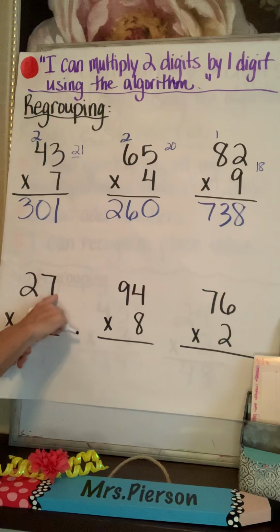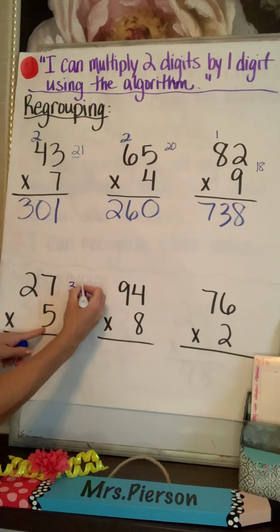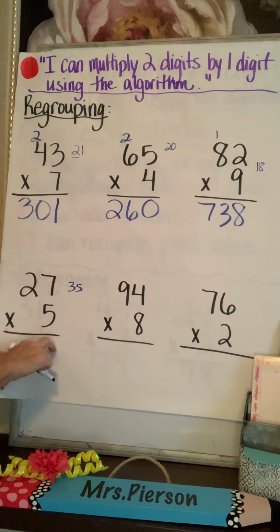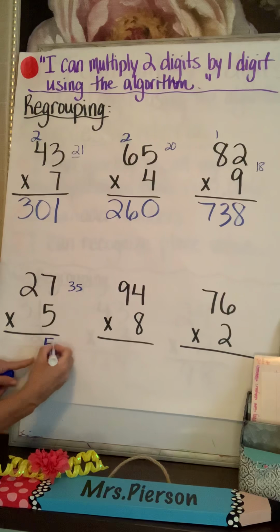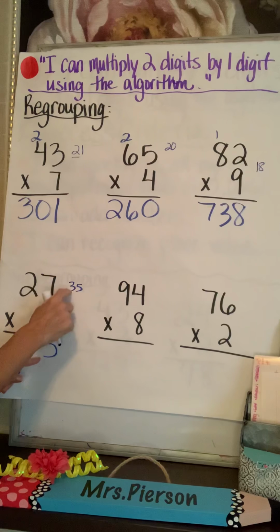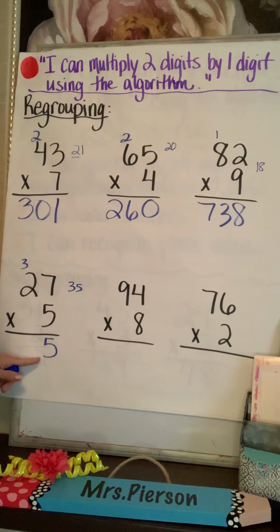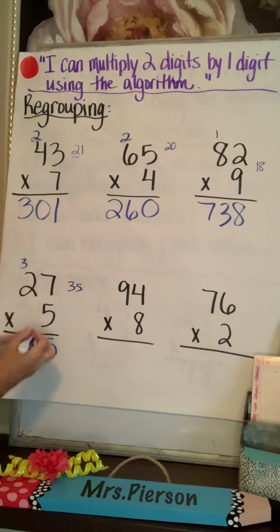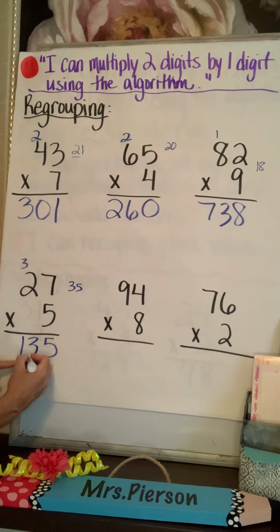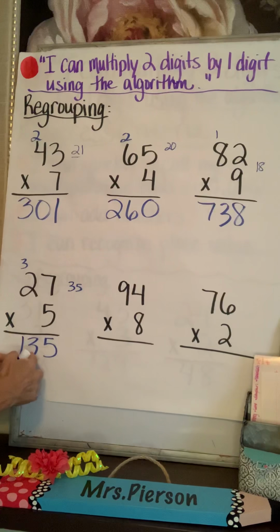5 times 7, that would be 35. Now I cannot put 2 digits down because that would just look silly. I'm gonna put the ones down, and I'm gonna carry that 30 over to the tens place. That's what it's worth. 5 times 2 is 10, plus 3 more is 13. Now the reason I'm putting 2 digits down is because I'm finished multiplying. If we have a 3rd digit here, I would carry that next one over all the way until I'm finished.